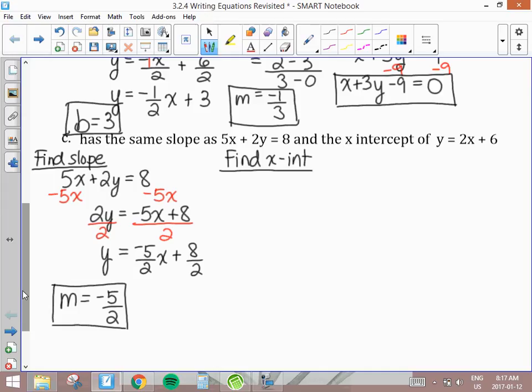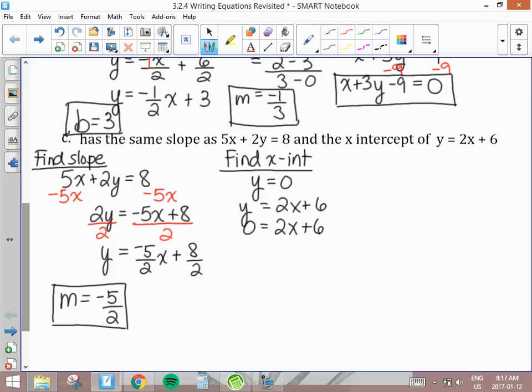And you may recall from Monday's lesson that when I have an x-intercept, that means I'm on the x-axis. And if I'm on the x-axis, I haven't gone up or down. So I know that my y equals 0. So I'm going to use the equation and substitute that in. So instead of y equals 2x plus 6, I'm going to replace the y with a 0 because I know I'm on the x-axis when I'm at the x-intercept.